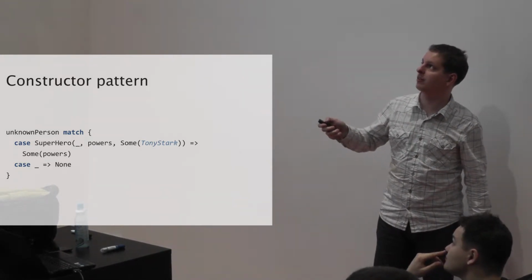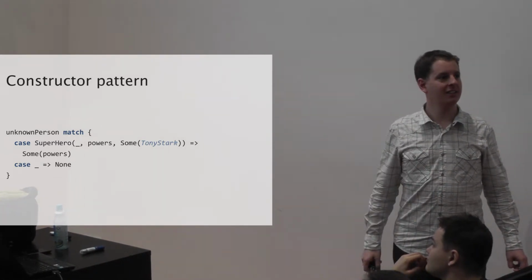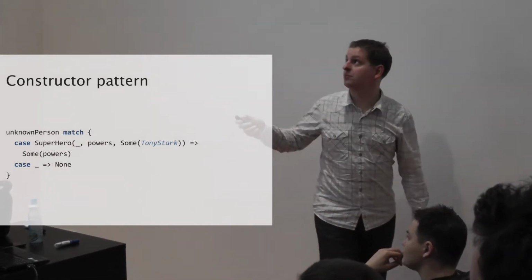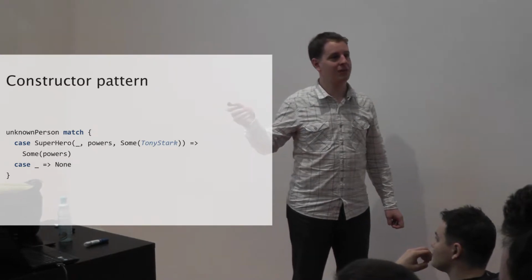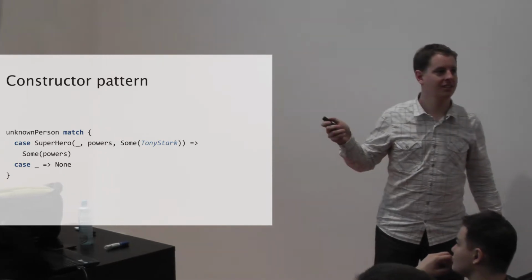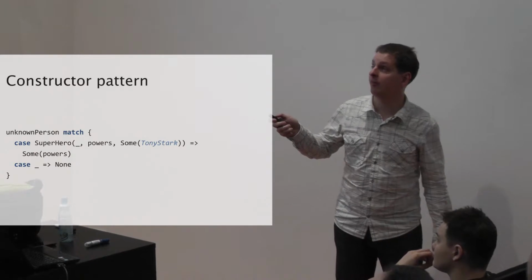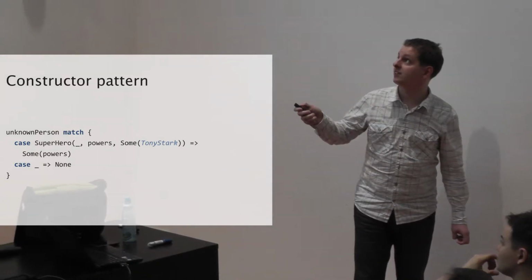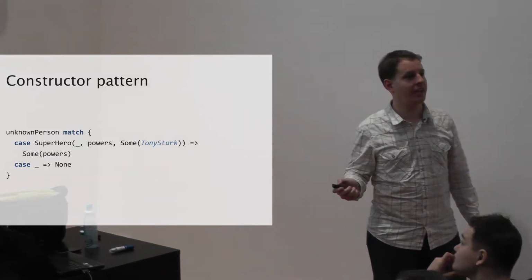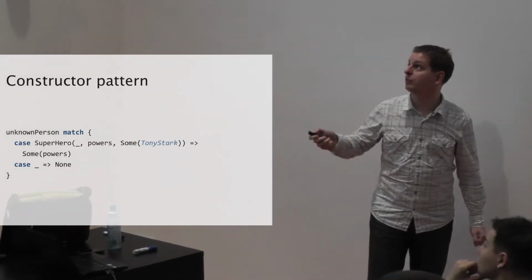What is this? The powers. What kind of pattern is it? It's a variable pattern. So what does it mean? What does it match? It matches anything again and creates a new variable and puts the second parameter of the class Superhero into it. So this is how we extract the powers attribute, the powers field from this instance.